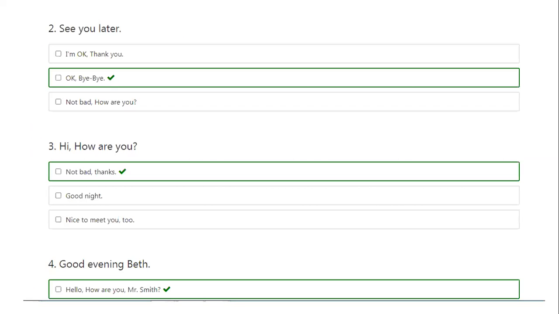Okay, see you later. It's a farewell too. Esta también es una despedida, pero solo que es más informal, si ustedes lo ven, ¿verdad? Es más entre friends, among friends, or relatives, your own family. You say, see you later, mom, see you later, dad.